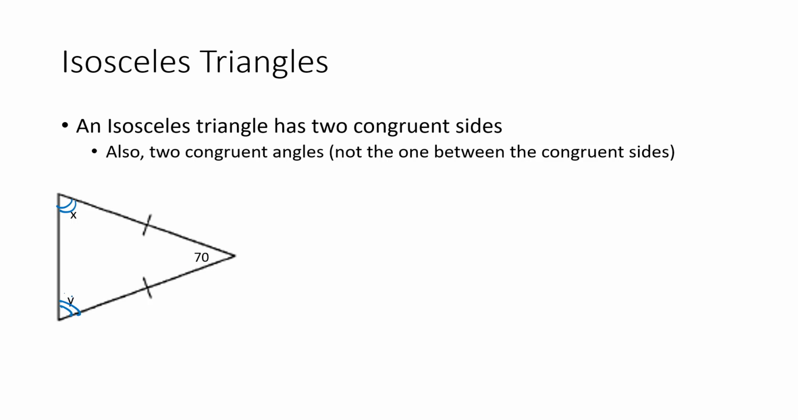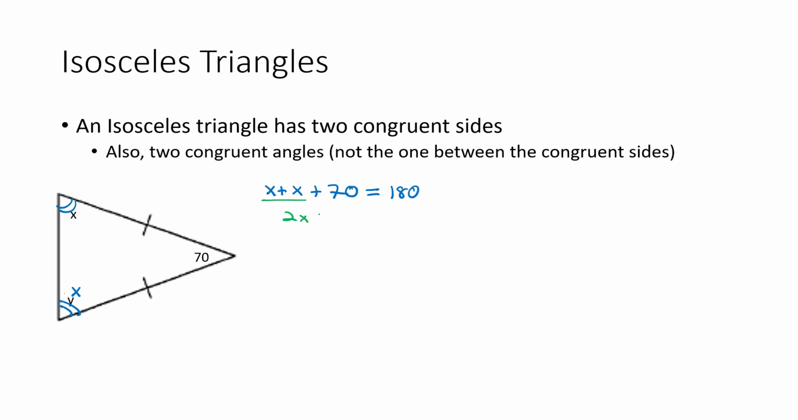So x and y are exactly the same angle. So I can really call them both x in this example, x and x, because they're the same angle, because we have an isosceles triangle. So x plus that 70 degrees located at the top, that's always the different one, the one at the peak between the congruent sides, we know it has to add up to 180 degrees, because every triangle is 180 degrees.